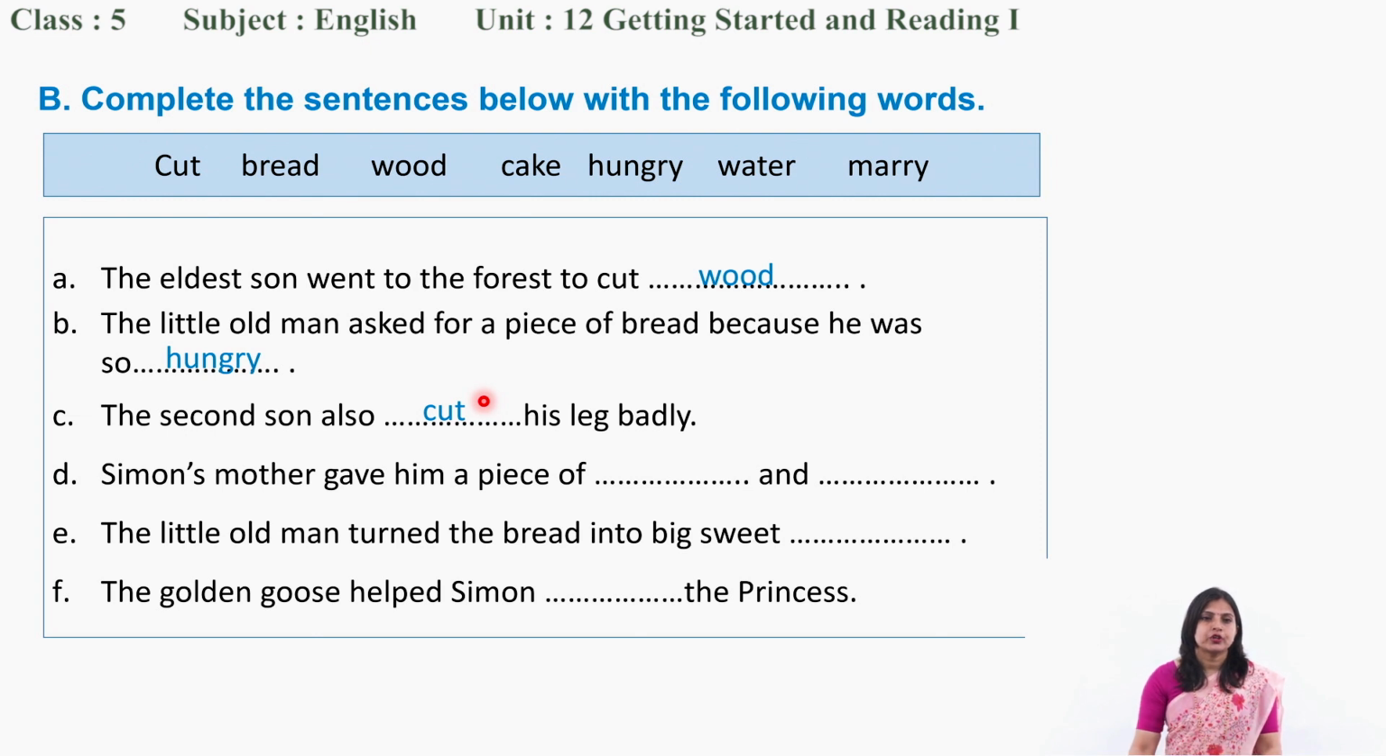Very good. Now Simon's mother gave him a piece of dash and dash. What? Yes, bread and water, not juice, bread and water. The little old man turned the bread into big sweet cake. Yes, the bread turned into big sweet cake. The golden goose helped Simon for what? Good, marry the princess. Okay, now let's move to the question answer.